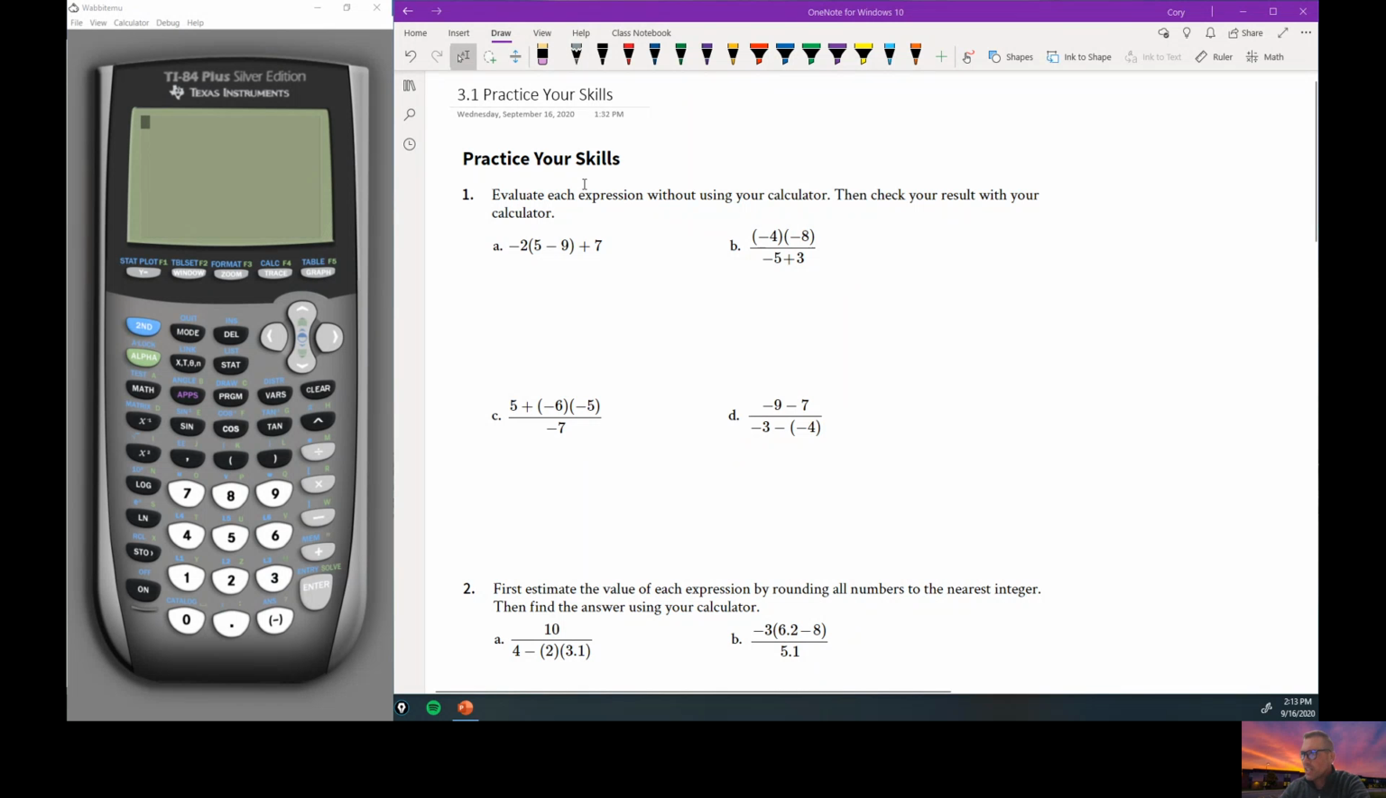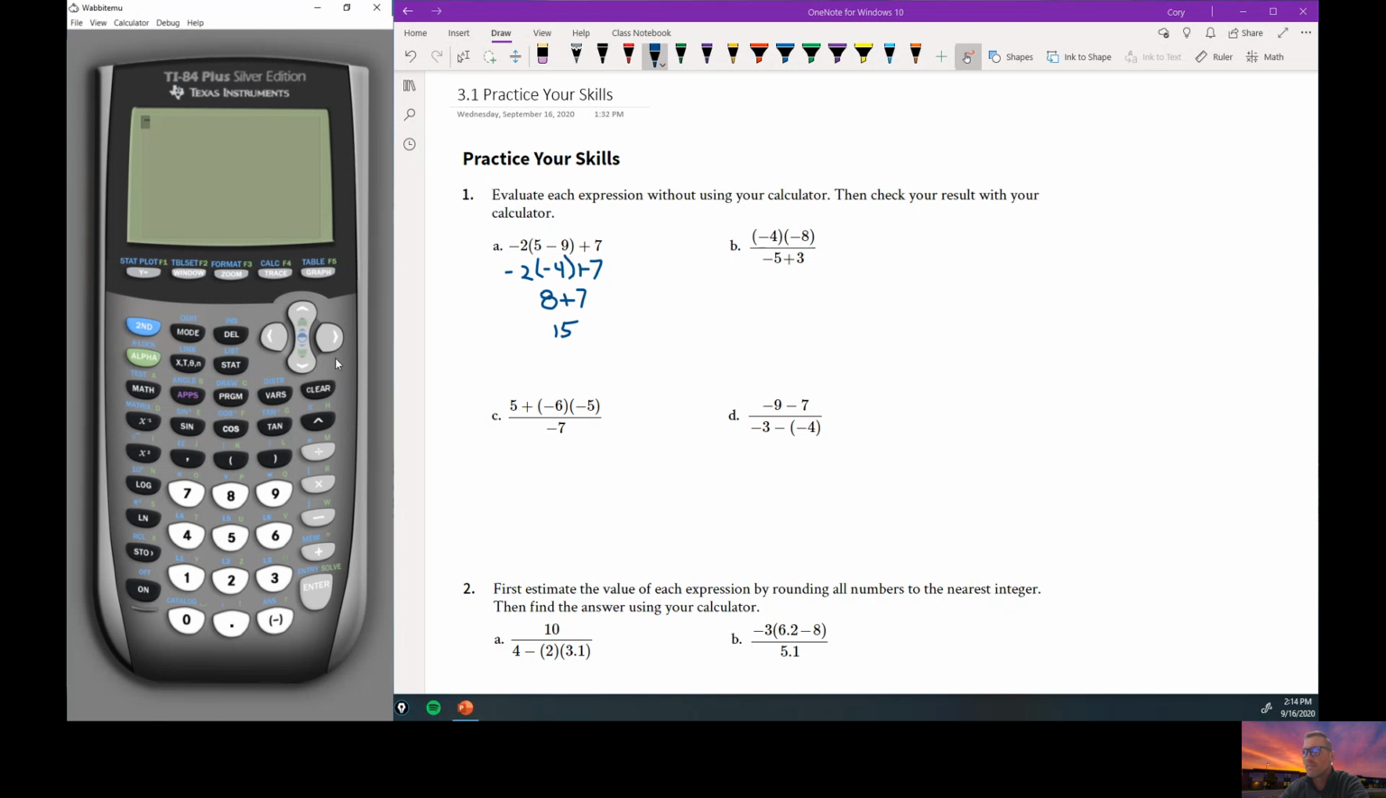Problem number 1, evaluate each expression without a calculator. Then we're going to check with a calculator. Okay. So we're going to do -2 times -4 because we do inside the parentheses first. That's 8 when we do the multiplication. And 8 plus 7 is 15, which should be our answer.